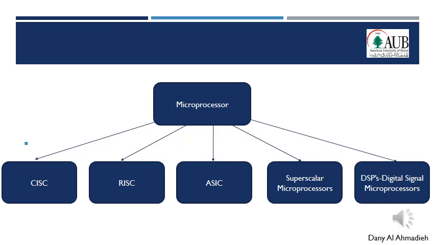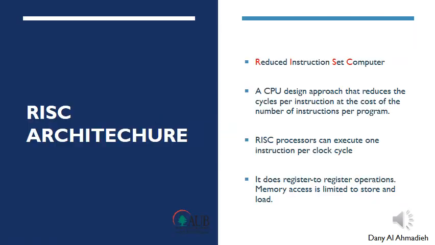There are 5 key types of microprocessors. There's the CISC, the RISC, the ASIC, or the application-specific integrated circuit, which is not designed for general purpose, the superscalar microprocessors, which perform various tasks at a time, and the DSP, which are responsible for converting from digital to analog and vice versa.